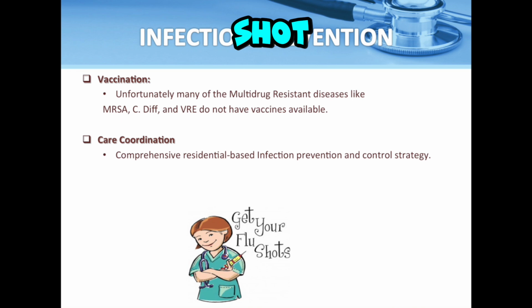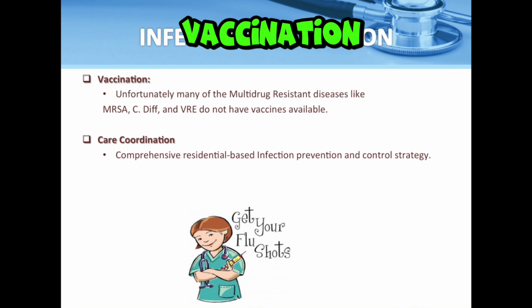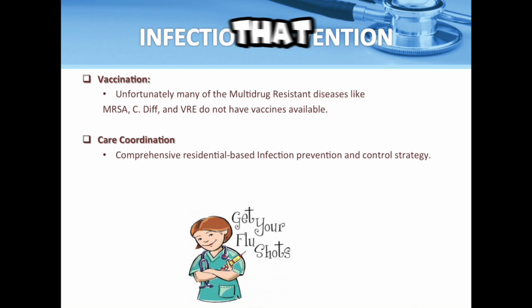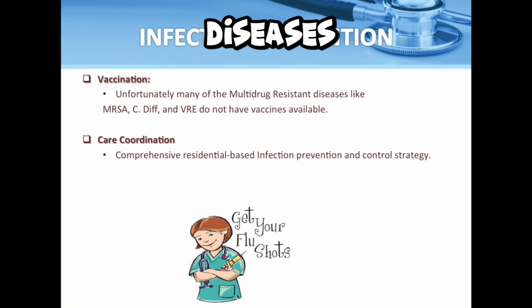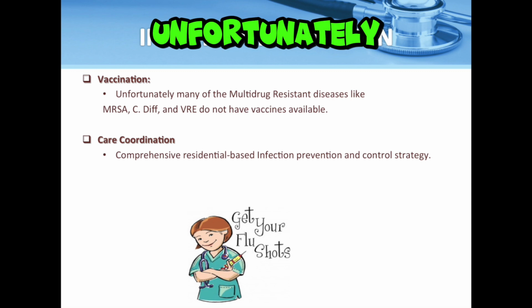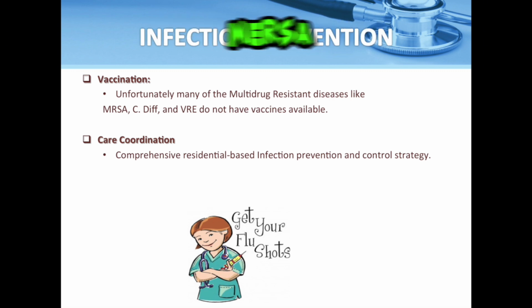Get your flu shot. We all know that vaccination is the best way that many of us protect ourselves from diseases. Unfortunately, a vaccine is not available for MRSA, C. diff, or VRE at this point. So infection prevention is our best bet. We must maintain infection prevention and control to stay safe and free from these germs.